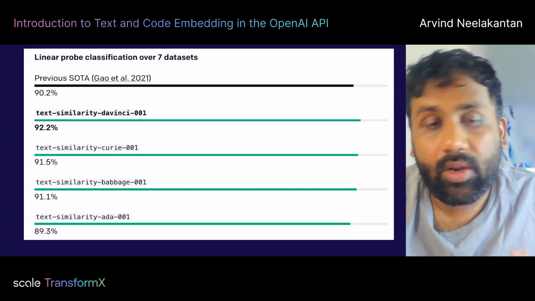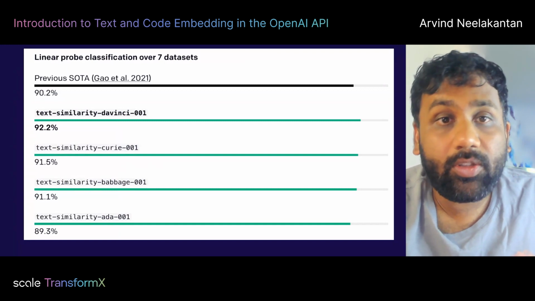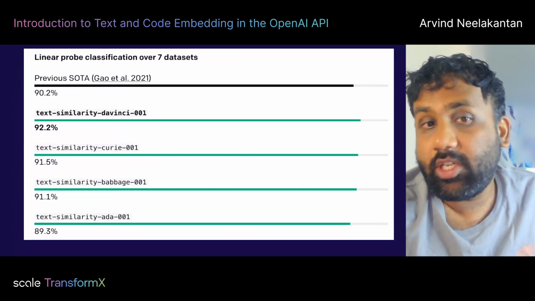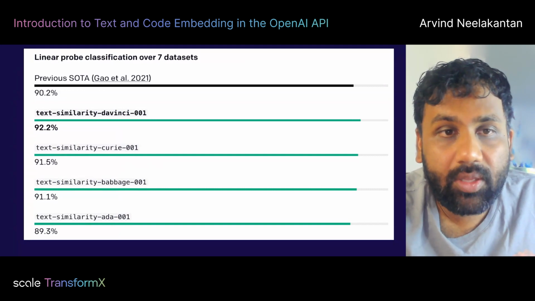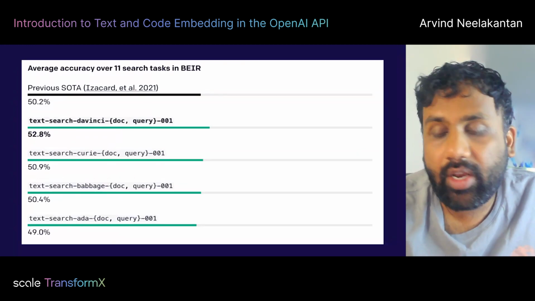So we have 4 model classes here. And on average performance on these 7 classification data sets, you can see that our Da Vinci model performs much better than previous methods, and largely due to just unsupervised training.